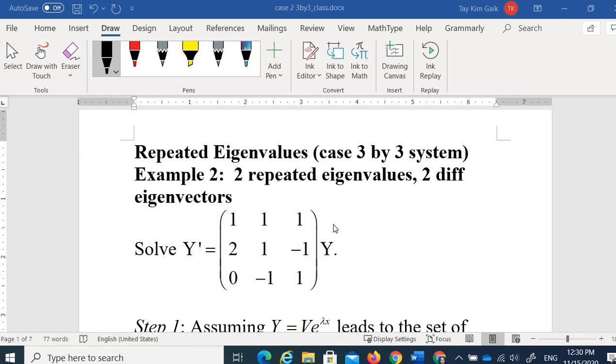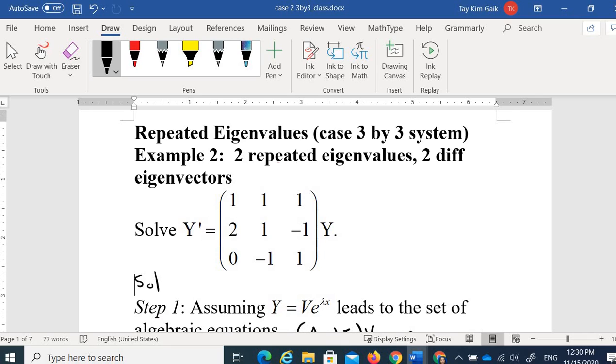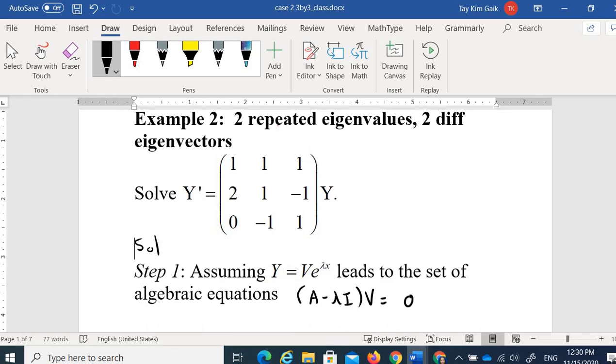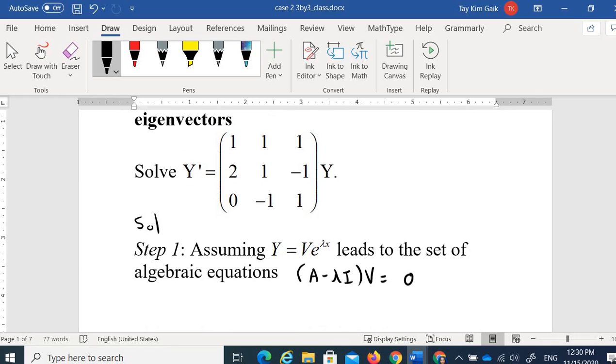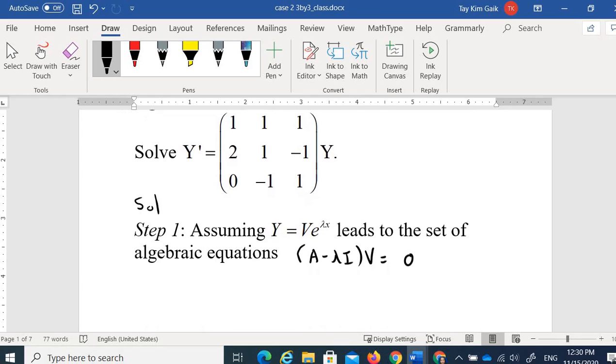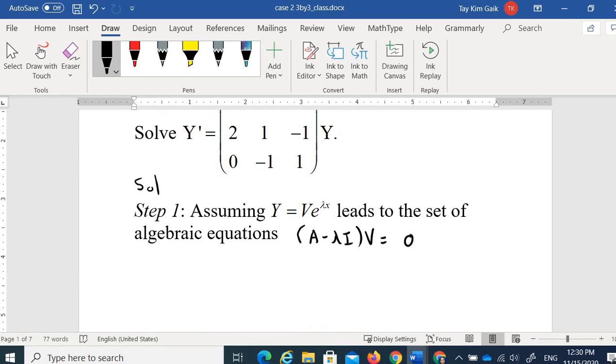The solution, first step, we assume the solution is y equal to e to the lambda x times eigenvector v, which leads to the homogeneous system (A minus lambda I) v equal to 0. We have to determine the eigenvalue first and then the eigenvector, then we can find the solution, which is e to the lambda x, or sometimes if y depends on t, this may be e to the lambda t.